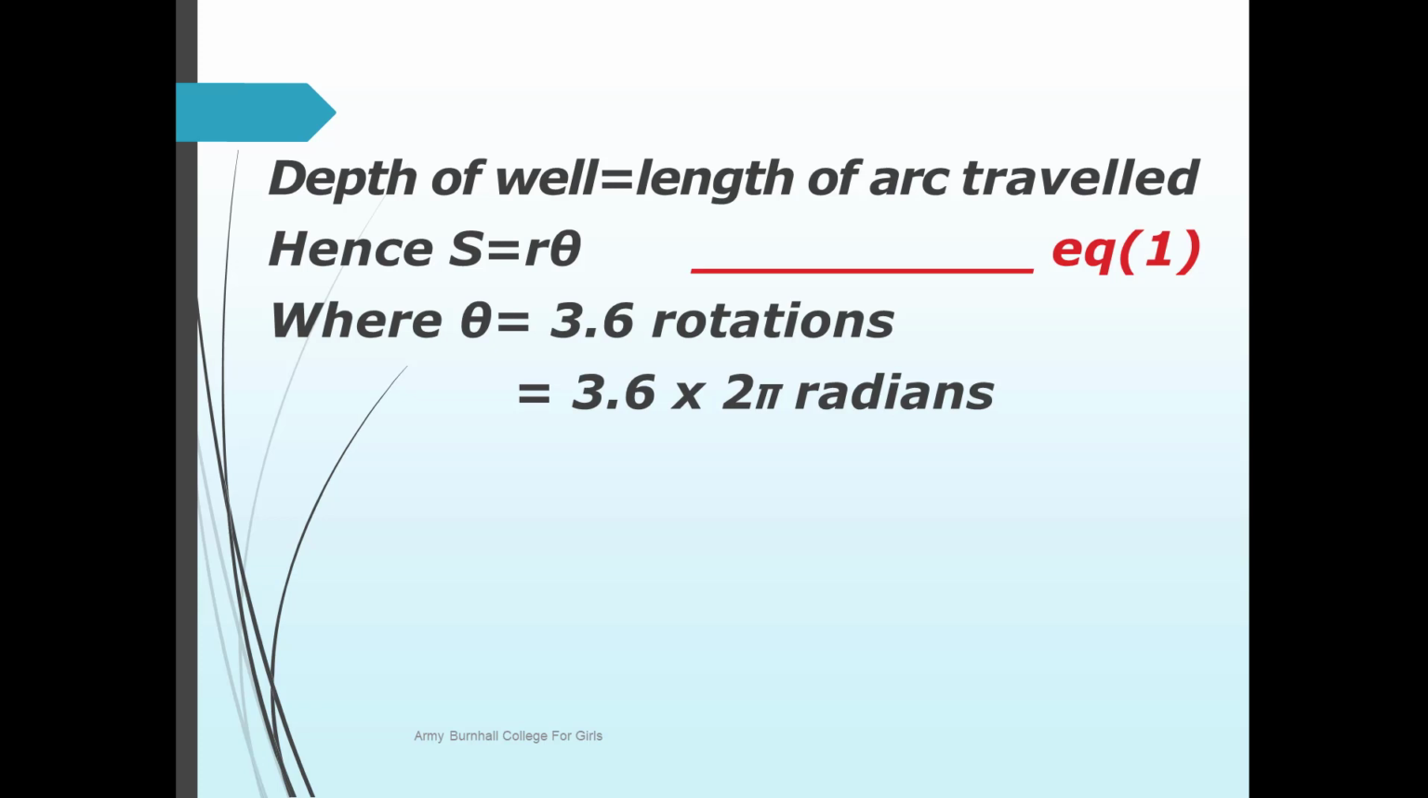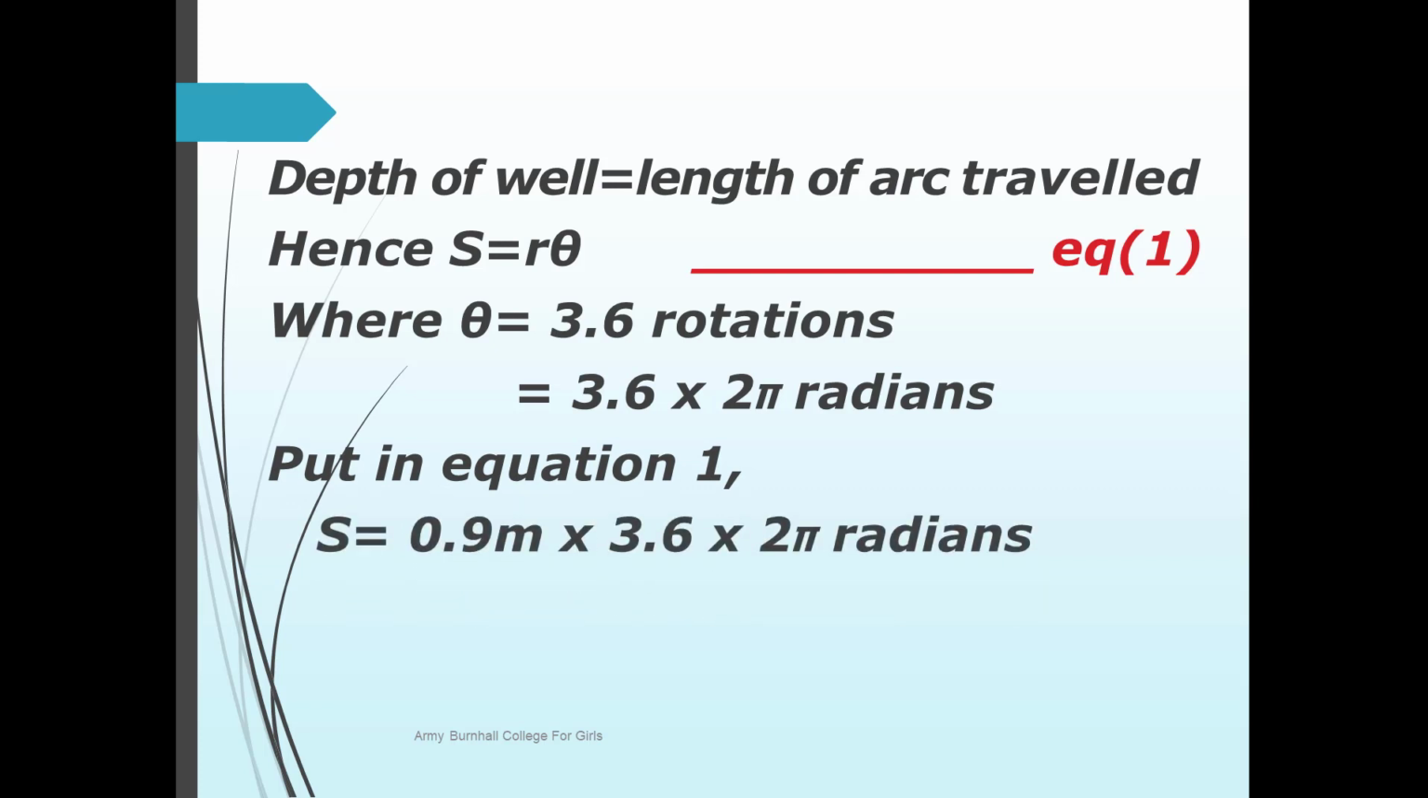If we are converting it into radians, we will get 3.6 into 2 pi radians. So we will get the answer. After putting it in equation number 1, we will put the value S is equal to 0.9 meters, the value of r, multiplied by 3.6 into 2 pi radians, the value of theta.